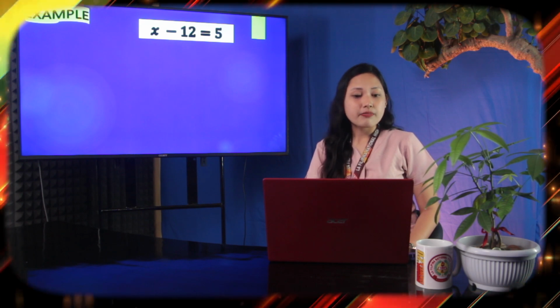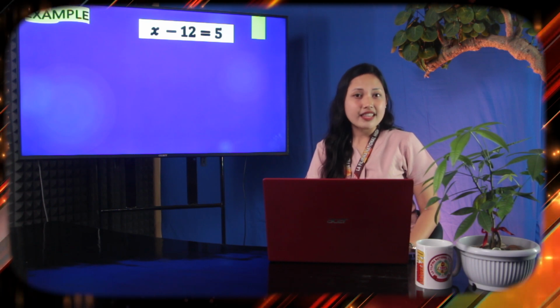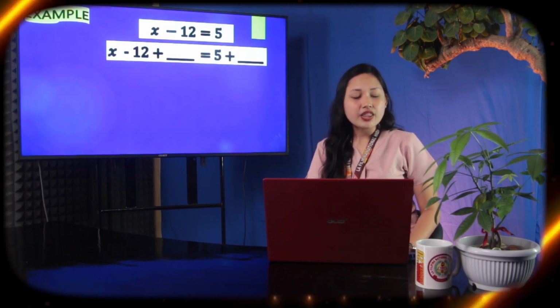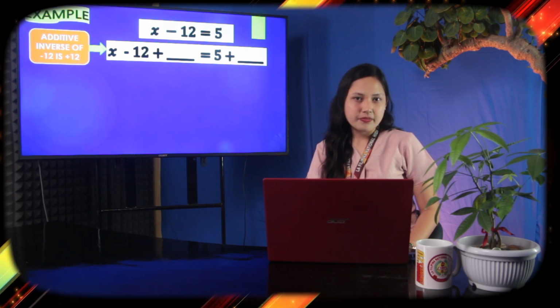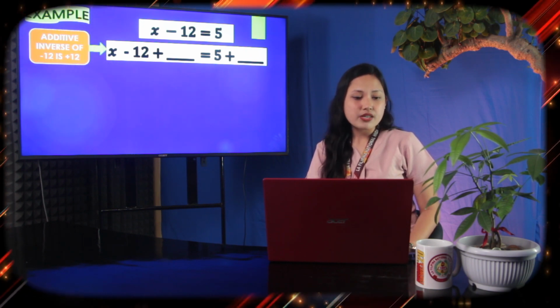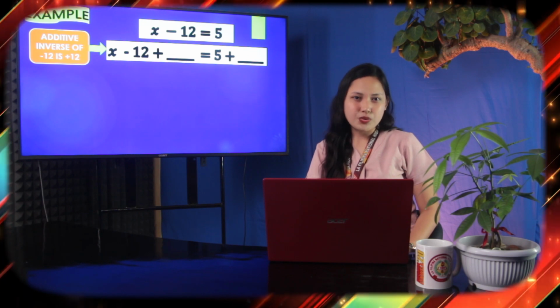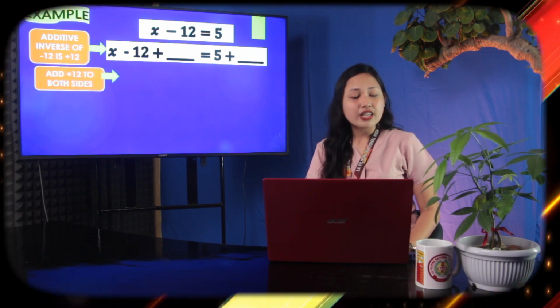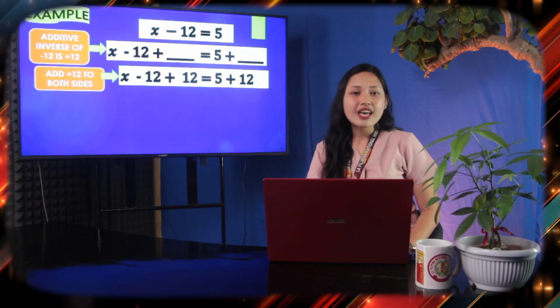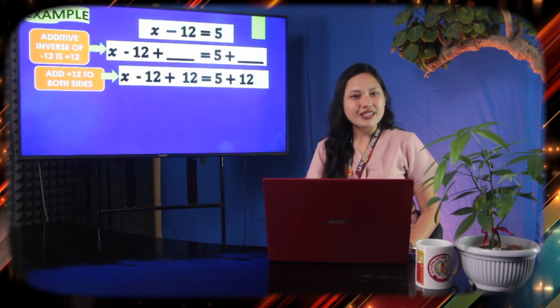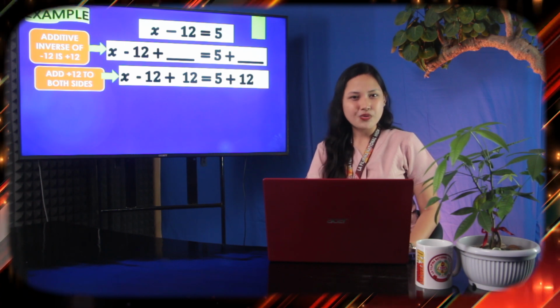We have x minus 12 equals 5. To find the value of x here in x minus 12 equals 5, we have to eliminate negative 12. And to eliminate negative 12, we have to get its additive inverse. And the additive inverse of negative 12 is positive 12. Then, we have to add positive 12 to both sides. So, we have x minus 12 plus positive 12 equals 5 plus 12.